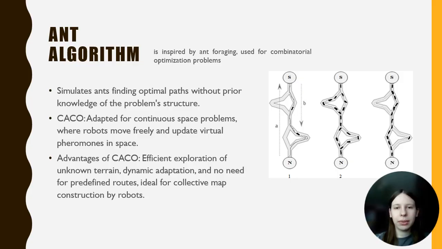Ant colony optimization is inspired by the foraging behavior of ants and is used to solve combinatorial optimization problems. Continuous ant colony optimization is an improved version designed for continuous space, where robots move freely along coordinates and update a virtual pheromone, unlike the original method, which operates with predefined nodes.